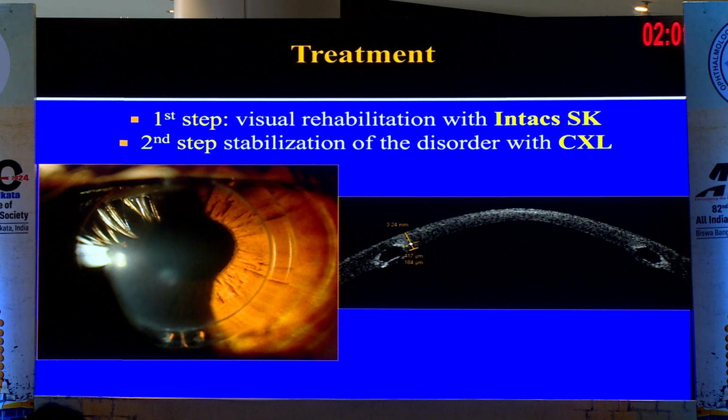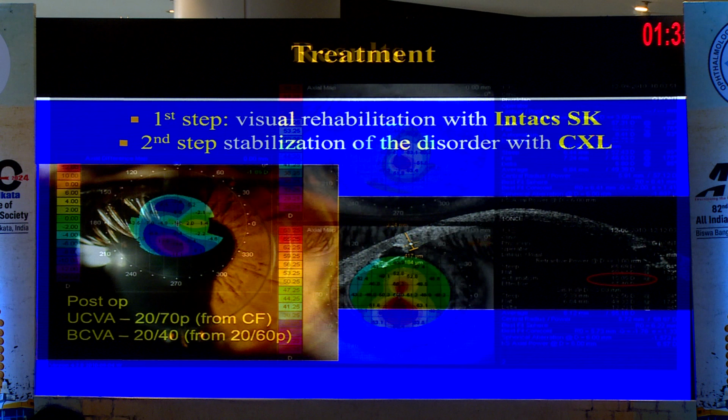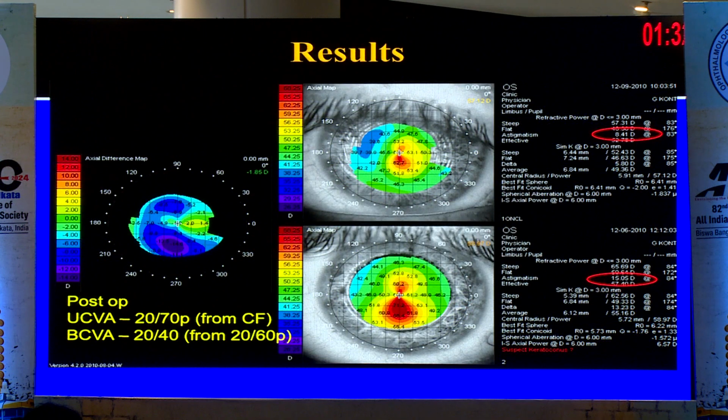In patients who have very high regular astigmatism, it is better to visually rehabilitate the patient with the help of any form of ICRS. You can use Intacs, you can use Keraring, or the current generation of rings. I'm not going into the details of all of them because of restricted time, but you can do it either in a 2-step manner, where you do Intacs first and then after 3 to 6 months do cross-linking, or you can do it simultaneously. A large variety of centers are now moving to simultaneous Intacs with cross-linking.